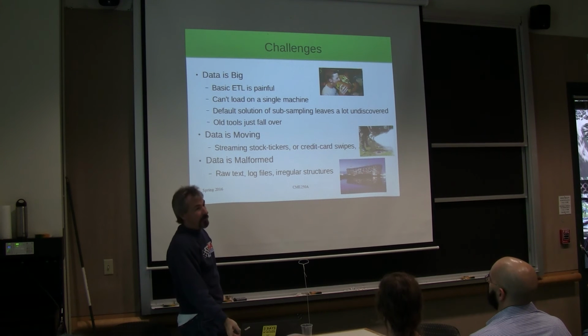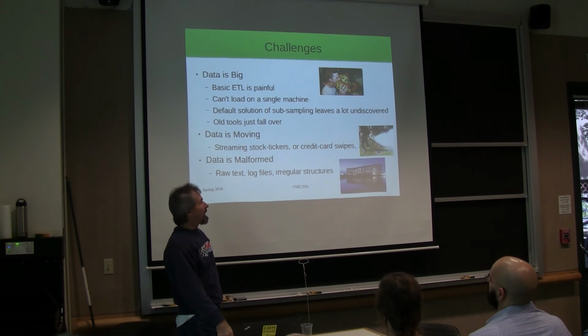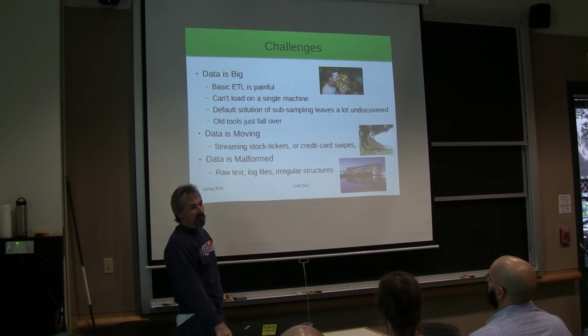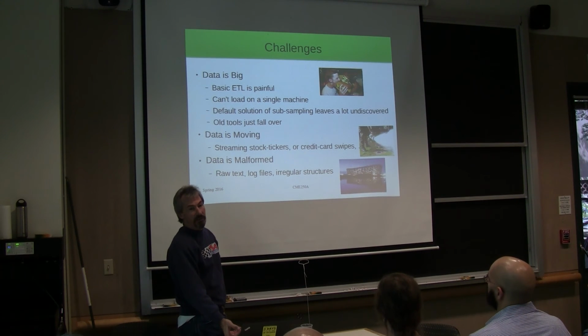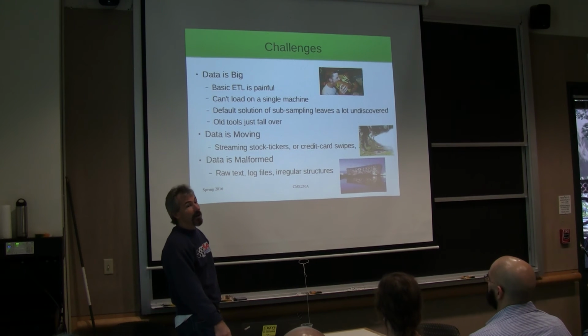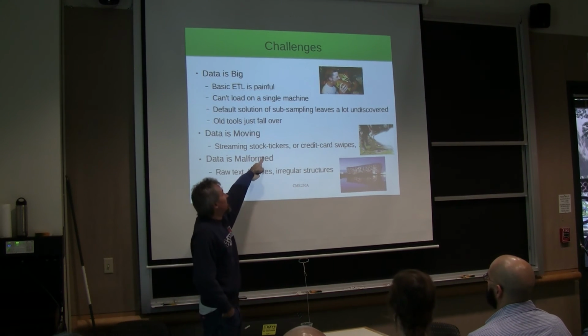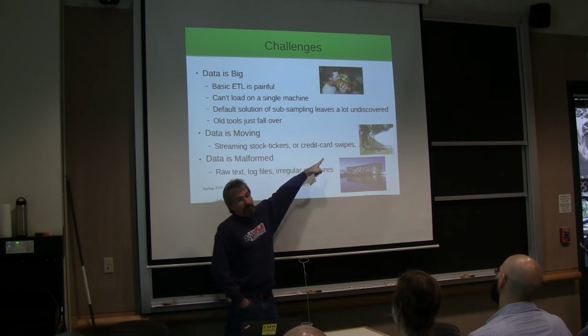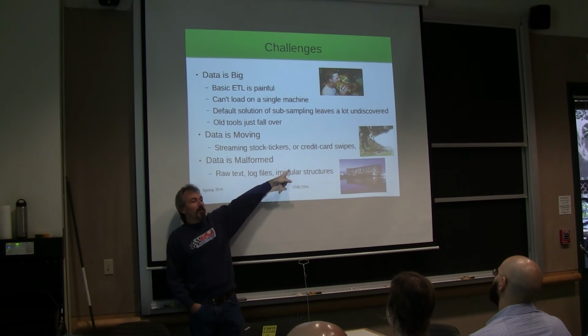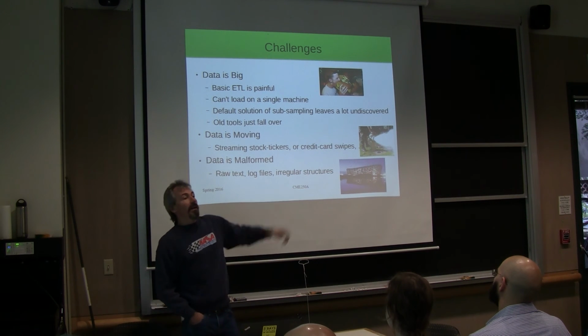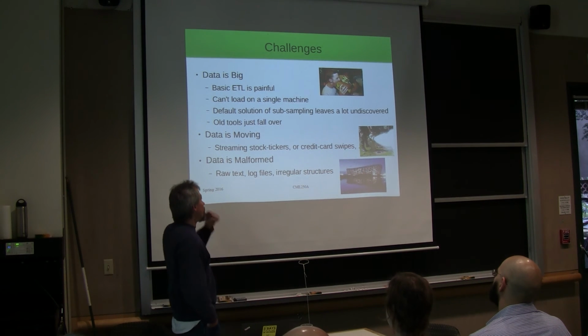Like I said, R was probably good for a megabyte to 10 megs from a file on disk. Python might be 10 megs to 100 megs on disk. H2O will go to gigabytes on disk, but not terabytes, right? And not 100 gigs, small gigs. Okay, the data is also moving. Maybe it's streaming stock tickers, or it's credit card swipes all over the nation. How many credit card swipes happen per second around this country? A lot. And you want to do something with that data as it's fire hosing through your system.